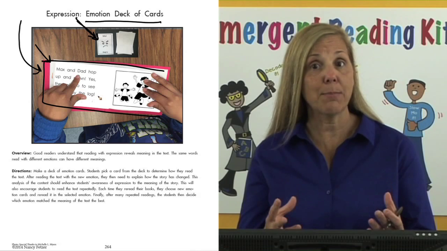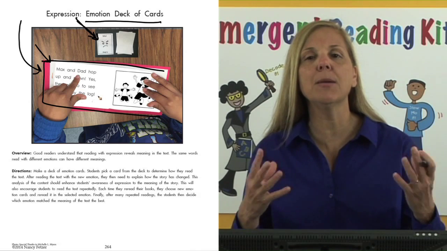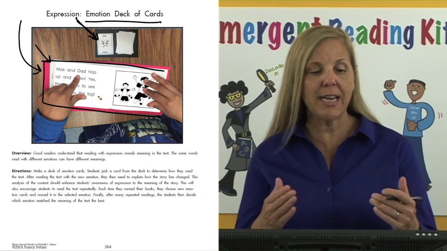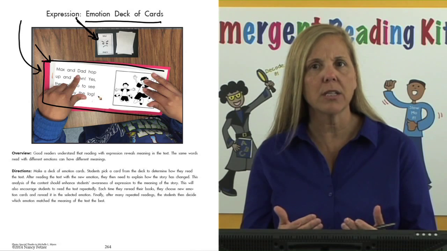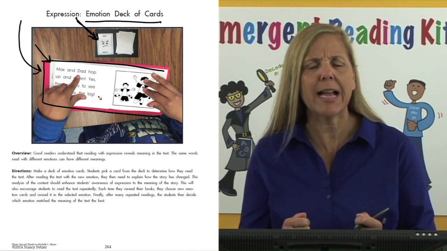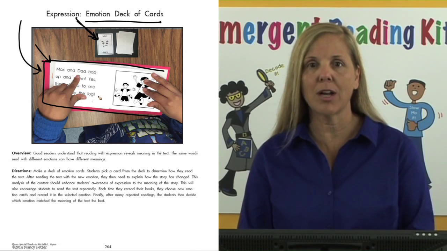After reading that page, the text, with that emotion, they then need to explain the meaning of the text. So they need to explain how Mom and Dad are hopping up and down, but by saying that in an angry voice, maybe that means that they're so angry that they're jumping up and down in anger. Because of the way we read it, that's how it comes across.